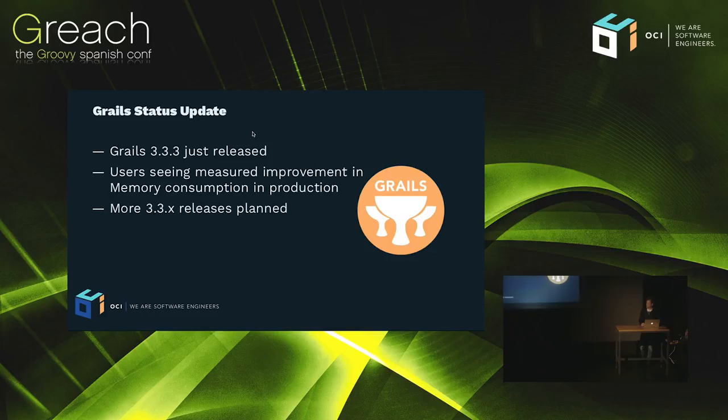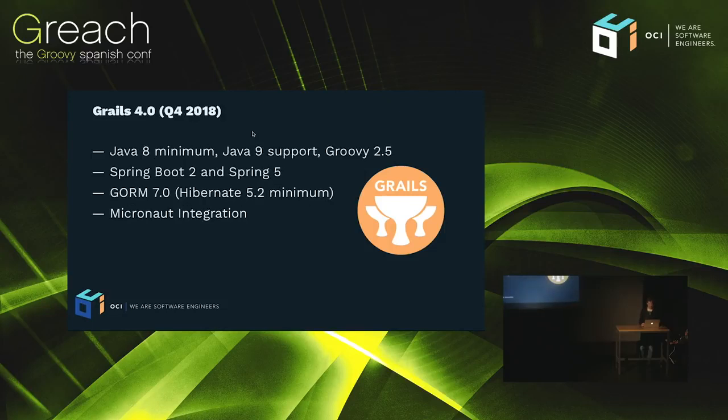Grails 3.3.3 was just released as well. As I showed you in that tweet, users are seeing measured improvements in memory consumption. We have a whole bunch more 3.3.x releases planned with bug fixes and improvements going into Grails, and we also have Grails 4 on the roadmap. Grails 4 will be released this year.